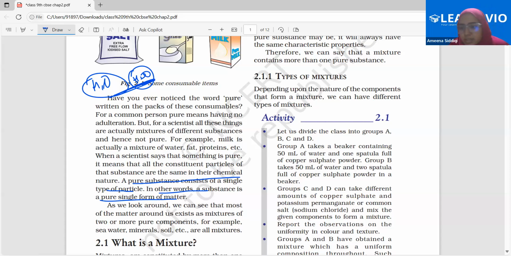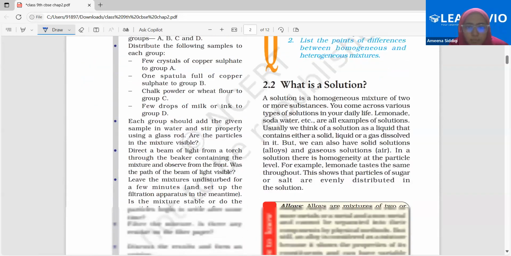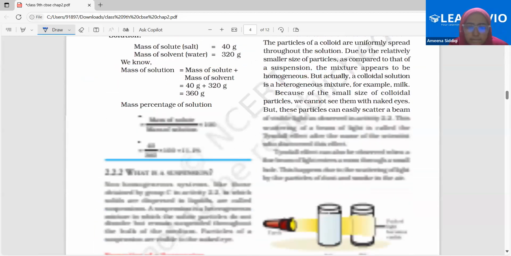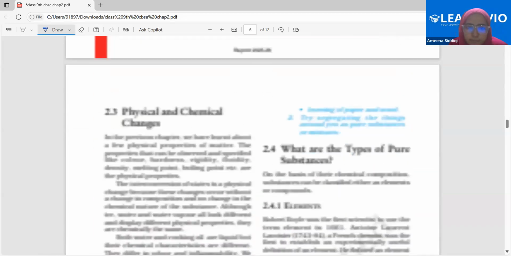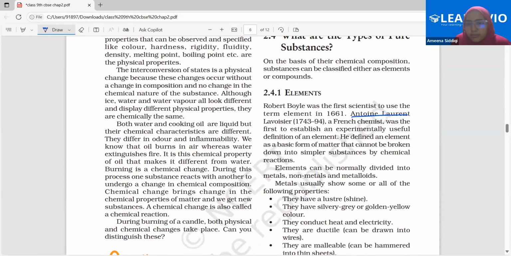Now the next part was the elements and the compounds, and we'll start with the mixtures right now. Please go through this theoretical part. An element is a basic form of matter that cannot be broken down into simpler substances by chemical reactions. You will get it.